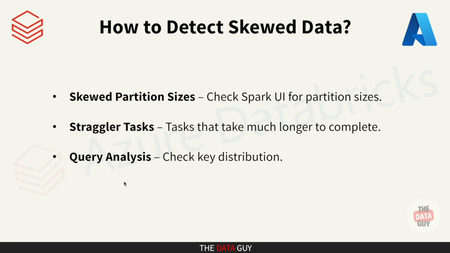So, how to detect this skewed data? First, you can detect it by skewed partition sizes. You can use the Spark UI to check partition sizes. Skewed partitions will show significantly larger sizes compared to other partitions. Second one is straggler tasks. Look for tasks that take much longer to complete. Third one is query analysis. Examine group keys or join keys for uneven distribution.